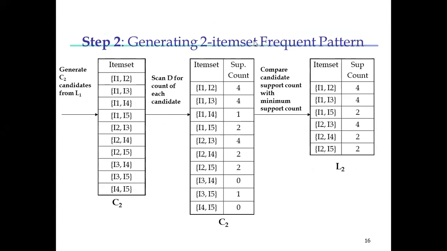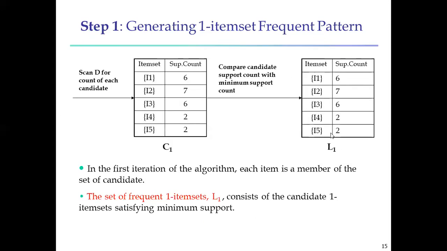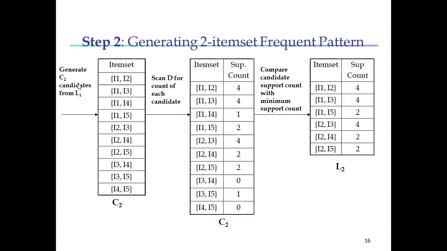Now generating two atom set frequent patterns, that is C2. C2 is computed by L1 join with L1. L1 we have in our previous slide. This is our L1. So L1 joined with itself becomes C2. So we generate C2 candidates from L1. This is the result of this join operation.